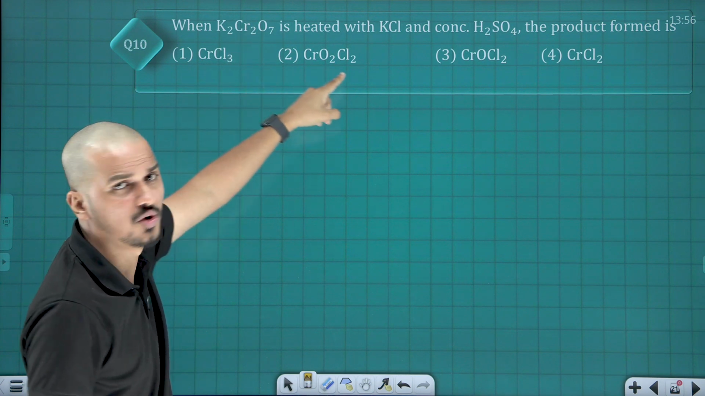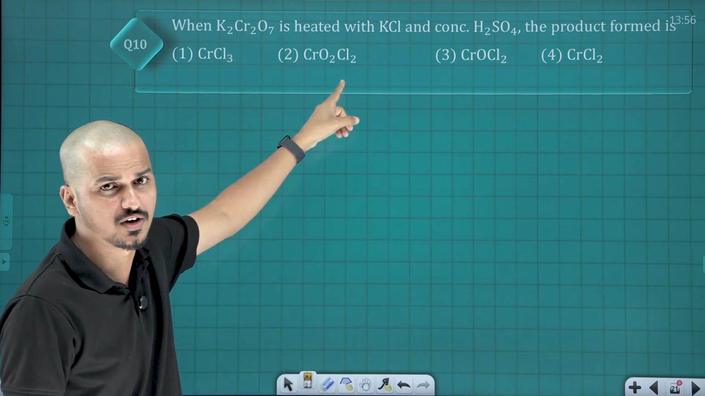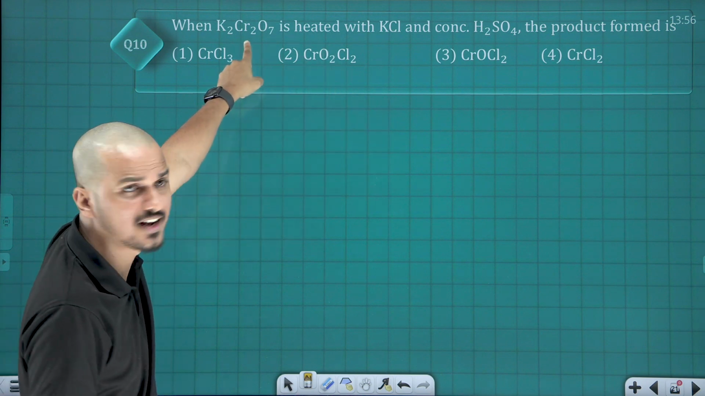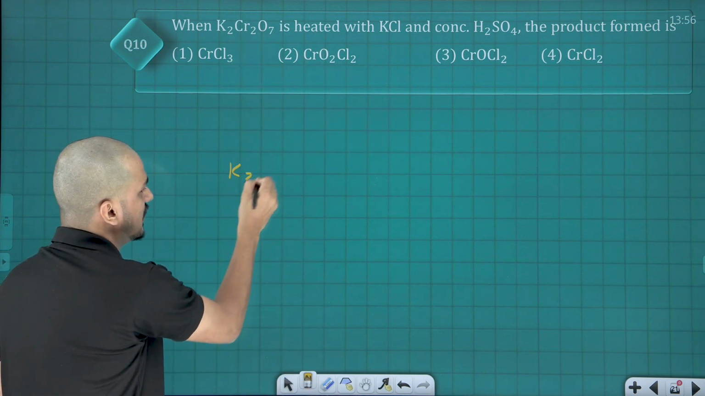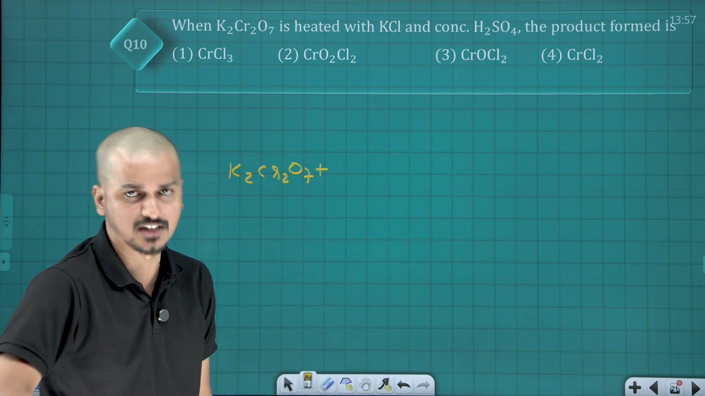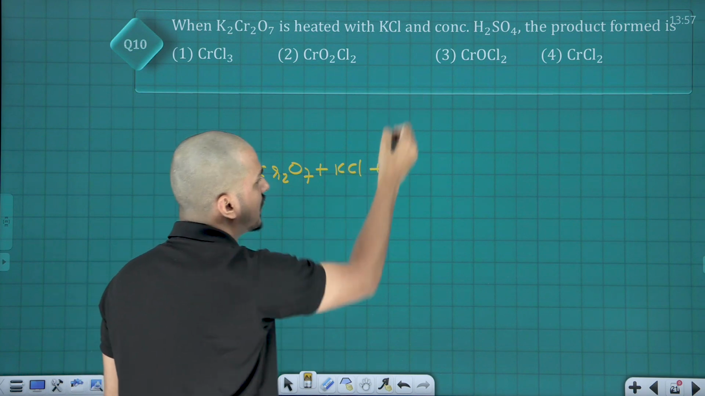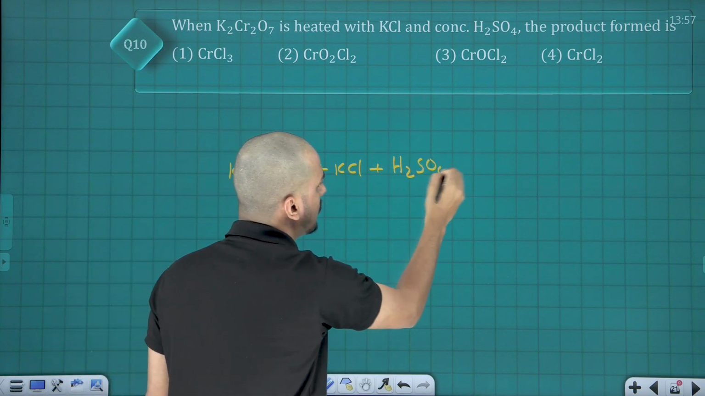When K2Cr2O7, this is a direct D and F block element reaction you learned already, the chromyl chloride test, that only they are asking. Potassium dichromate, you are treating with any soluble metal chloride, either sodium chloride or potassium chloride. Here they took potassium chloride. Once you are treating with H2SO4, that will produce what?